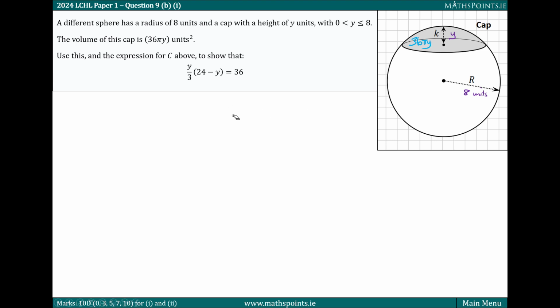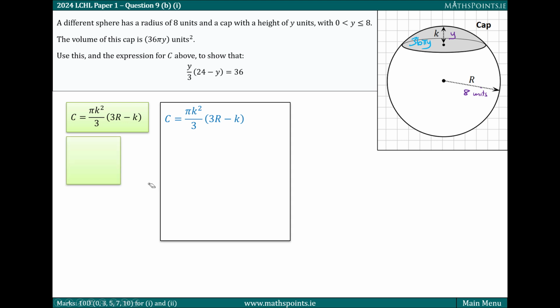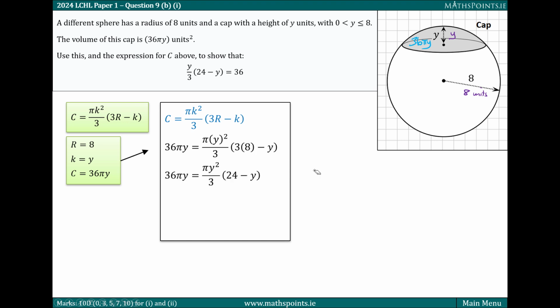So what we're going to do is take our formula and write down our given dimensions. Our given dimensions are that r is equal to 8, k is equal to y, and then the volume, c, is equal to 36 pi y. So feed them into the formula. 3 times 8 is 24, so that's probably the only first bit of tidying up you can do. And then, if they've asked you to show something, so they've asked us to show this box up here, that y over 3 on 24 minus y is equal to 36.